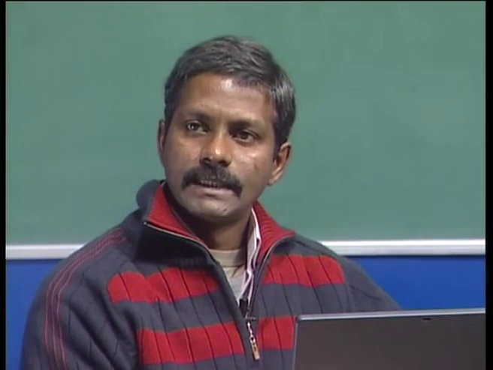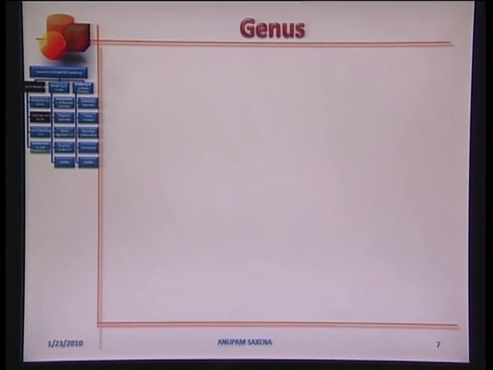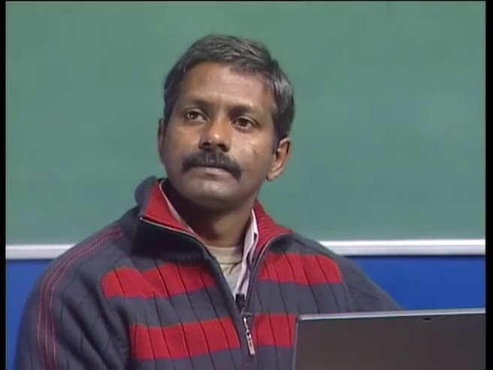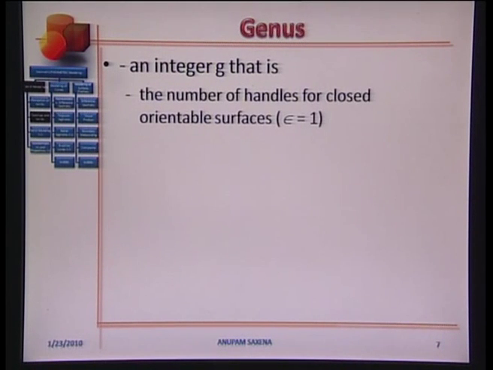Orientability is represented by epsilon, such that epsilon equals 1 for all orientable surfaces like a sphere or a torus, while epsilon is 0 for all non-orientable ones, such as the Mobius strip. The third property is the genus. It is represented by an integer g, and that is the number of handles for closed orientable surfaces for which epsilon is 1.